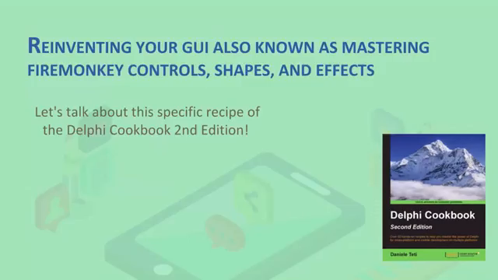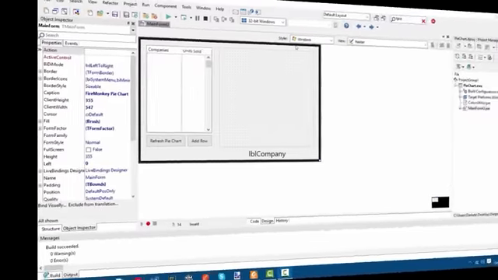In this section, we'll talk about a specific recipe contained in the book, with the title Reinventing Your Graphic User Interface, also known as Mastering FireMonkey Control Shapes and Effects. So let's start and talk about the specific recipe of the Delphi Cookbook 2nd edition.